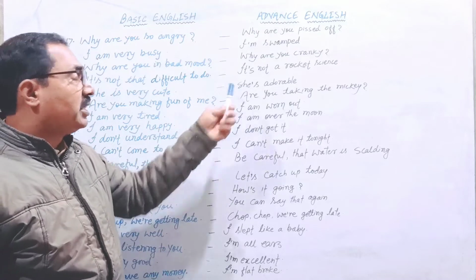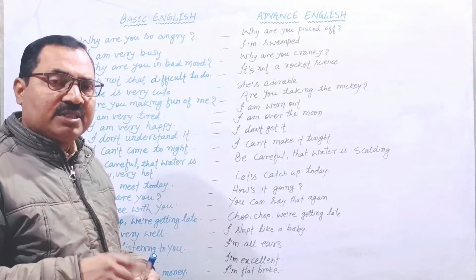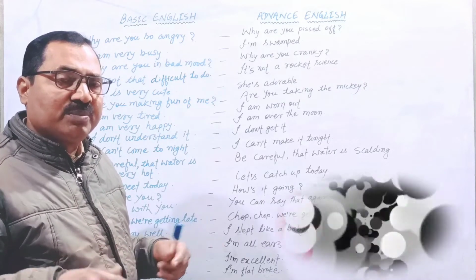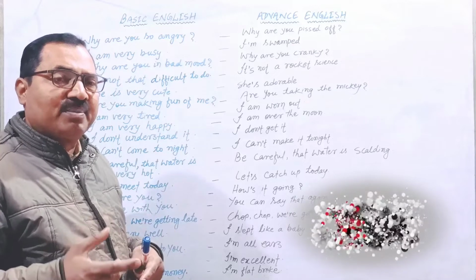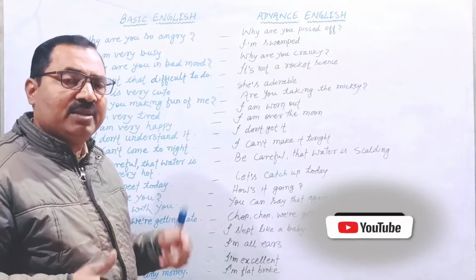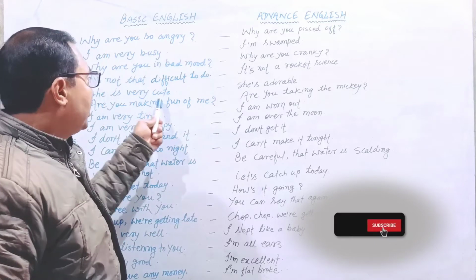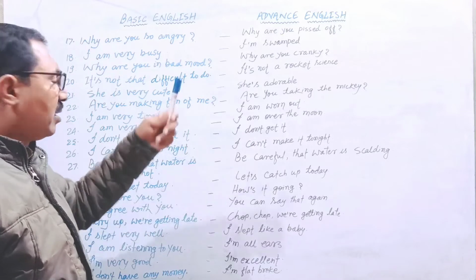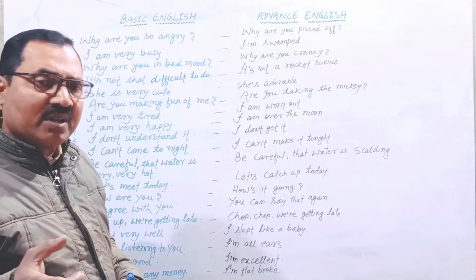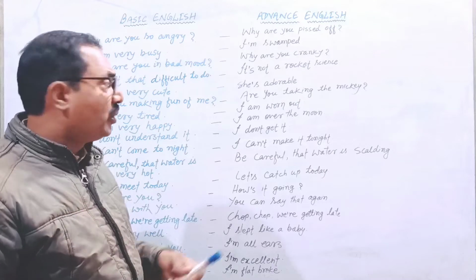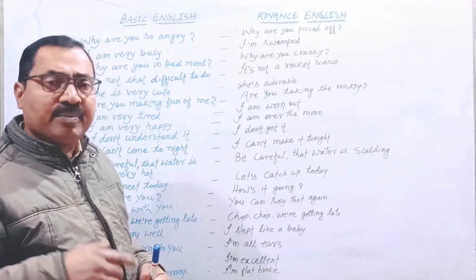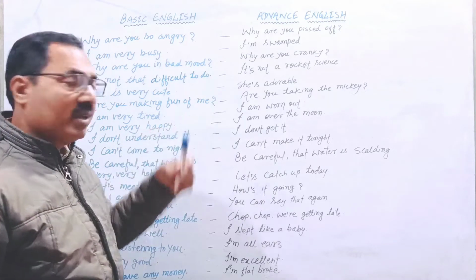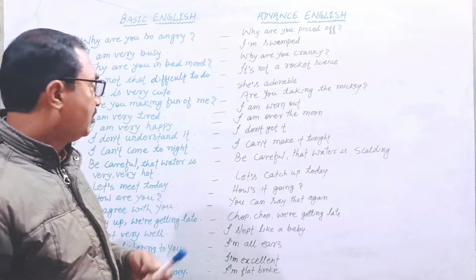She is very cute. She is adorable. She is very cute. वह बहुत क्यूट है, बहुत सुंदर है, बहुत अच्छी है. She is adorable. मतलब वह इतना सुंदर है कि प्रशंसनीय. Are you making fun of me? क्या तुम मेरा मजाक बना रहे हो? Are you taking the Mickey? Are you making fun of me?